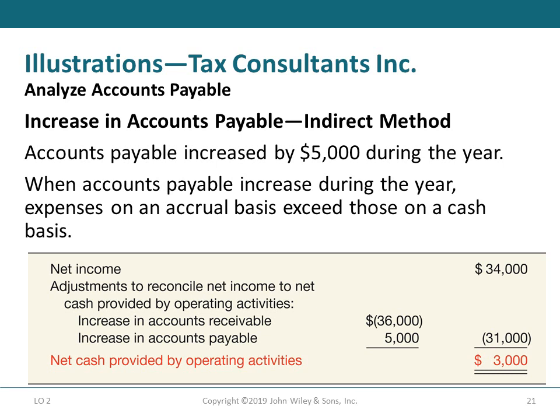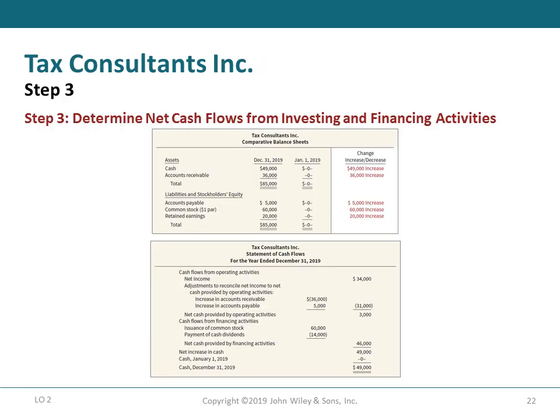What about cash provided by investing and financing activities? In the third step, we have to determine the net cash flow from investing and financing activities. Do not forget, you have three sources. The first source was the comparative balance sheet. Looking at the liabilities and the stockholders' equity, there are two remaining items that we did not consider in the operating activities: common stock and retained earnings.